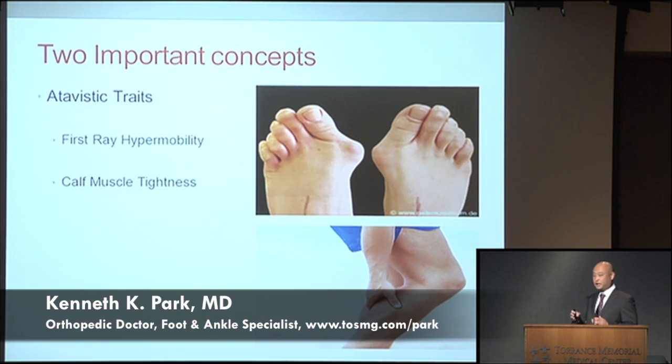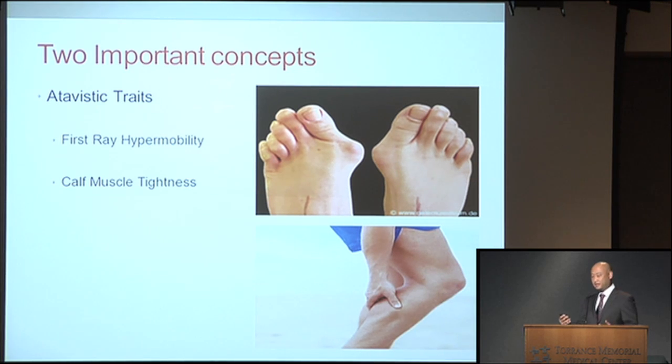So there's 2 important concepts, and these we think may be atavistic traits, but they happen in the foot. And an atavistic trait means, as you guys probably know, it's kind of like a progress towards an ancestral trait. So whether or not, again, you believe in that, what we see are a couple things. One, we see something called first-ray hypermobility, and the other thing is calf muscle tightness. And these are probably the 2 leading common causes of a lot of different problems in the foot and the ankle.